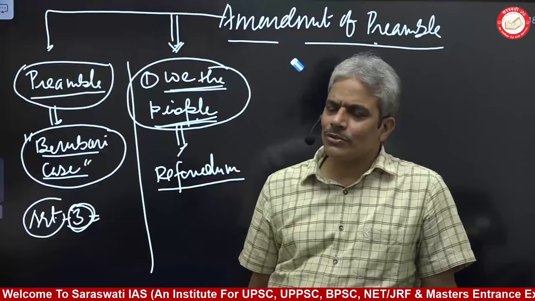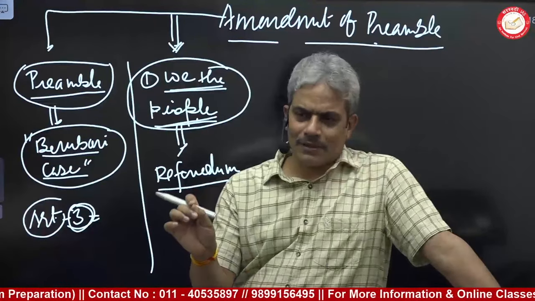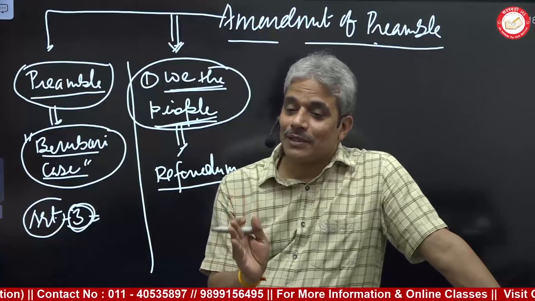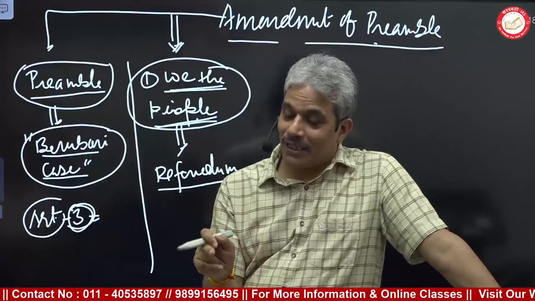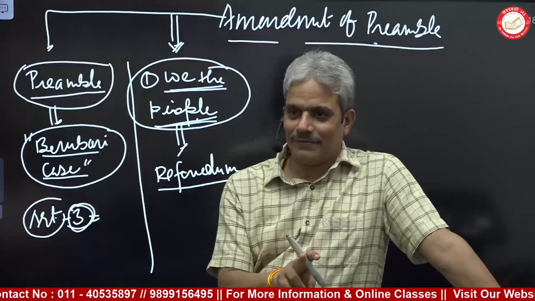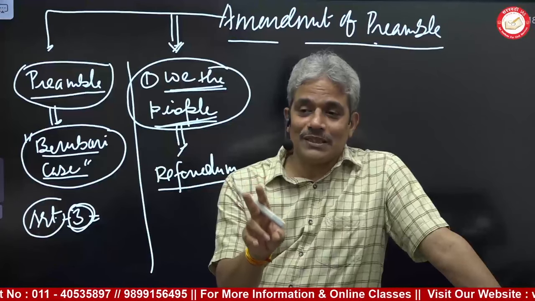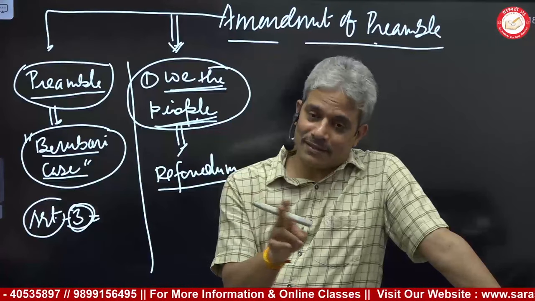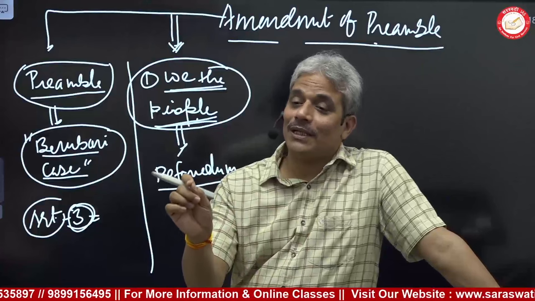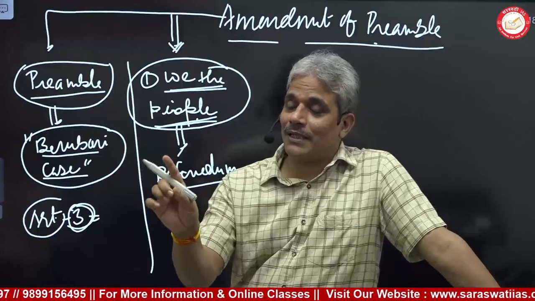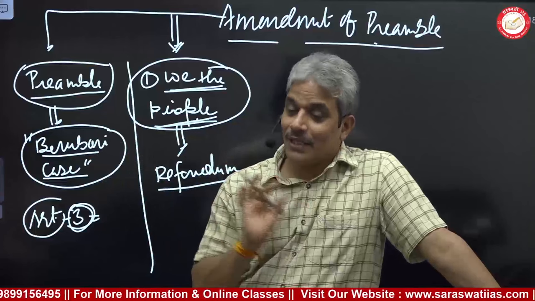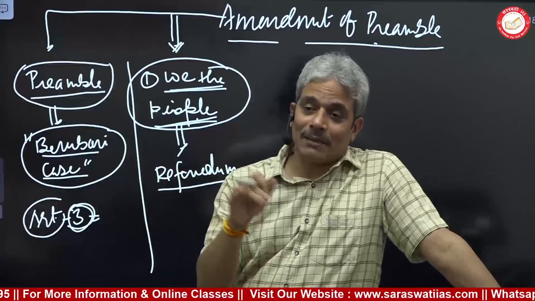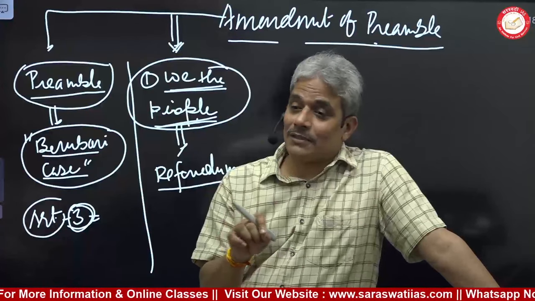You know, what is a rigid constitution? Why do we say rigid constitution, flexible constitution? There is a difference between ordinary lawmaking power and amending the constitution. Two different procedures and powers are required. For amending the constitution, we need Article 368. But for making ordinary law, we require Articles 245 and 246. For making ordinary law, we need a simple majority. For amending the constitution, we need a special majority.